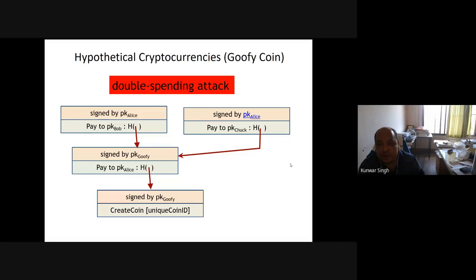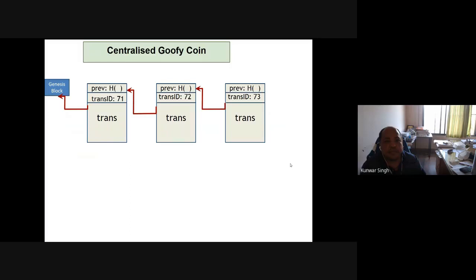Okay. So this is the centralized Goofy coin. Your transactions will be here. If somebody wants to spend the money twice, what will happen? It can be caught because people will search here. Easily it can be searched whether these transactions are already in this blockchain or not. Okay, so that can easily be solved.